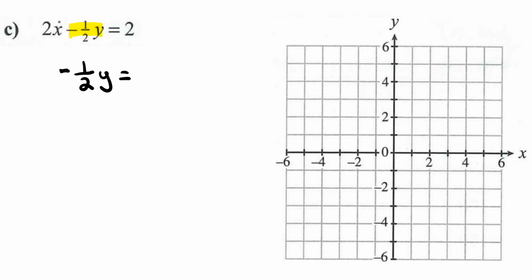And then we have this 2x. If I move that over to the right hand side, it becomes -2x. And then this 2 just remains as +2. Okay. After that, let me just get rid of this minus sign first.